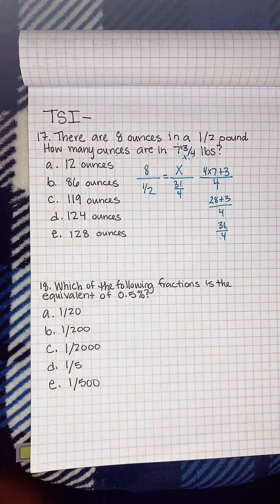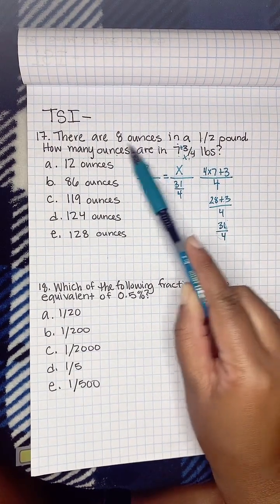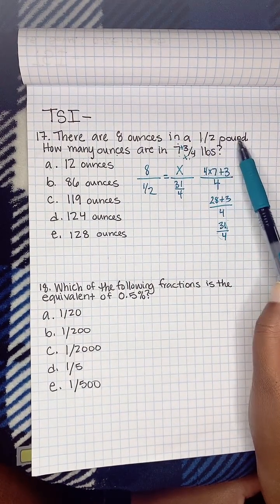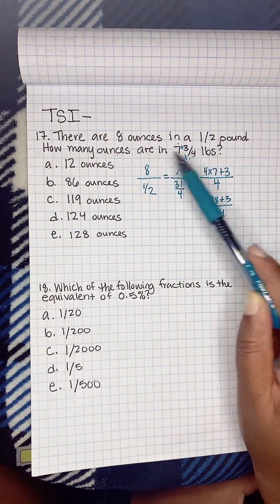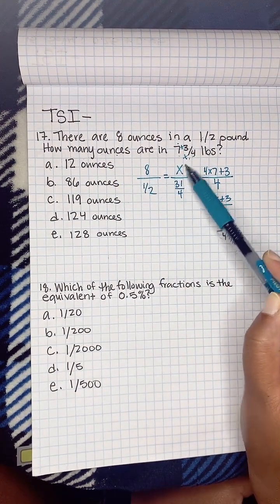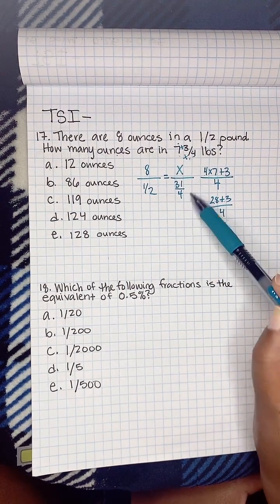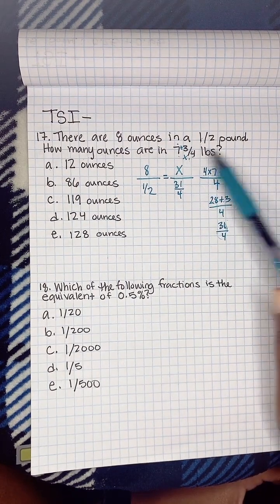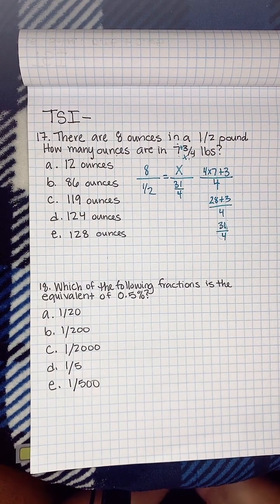Okay, so let me slow down because I just did that real quick. So I saw that there's 8 ounces in 1/2 pound. Okay, so 8 divided by 1/2. Then we said equal to how many ounces? Since I put the ounces up top, I had to put the X over here, because ounces have to match and pounds have to match. Okay, then we change this mixed number into an improper fraction.